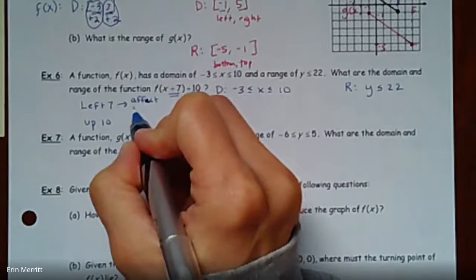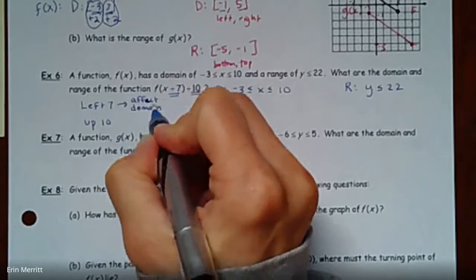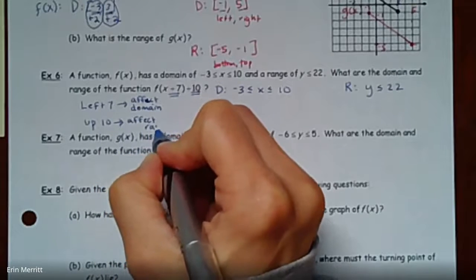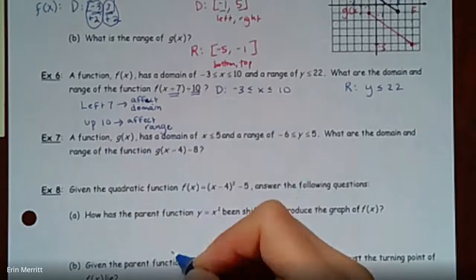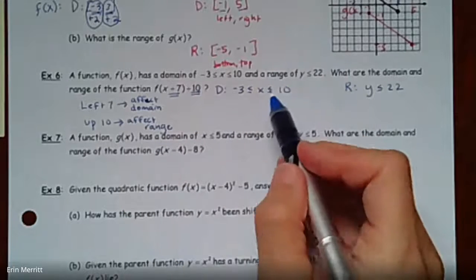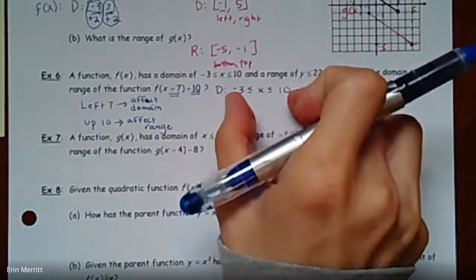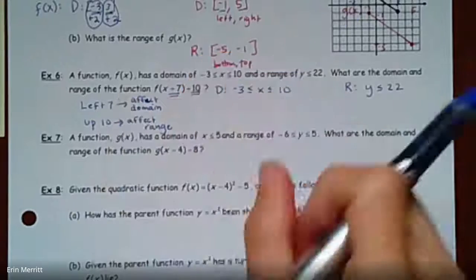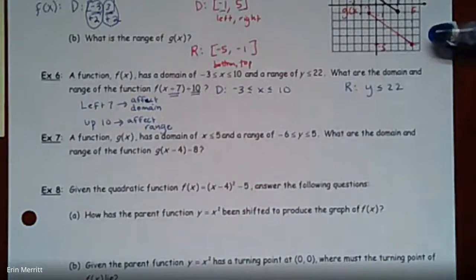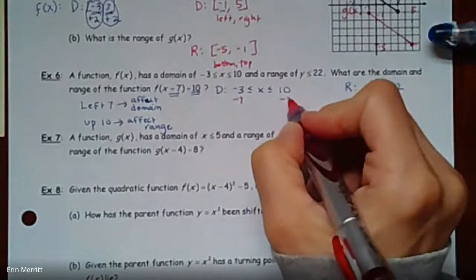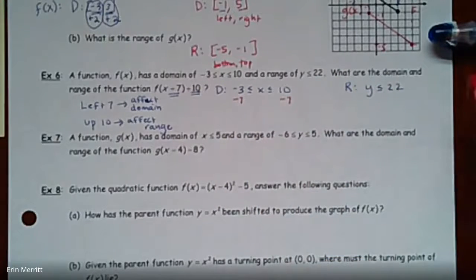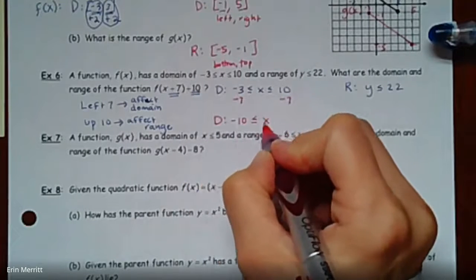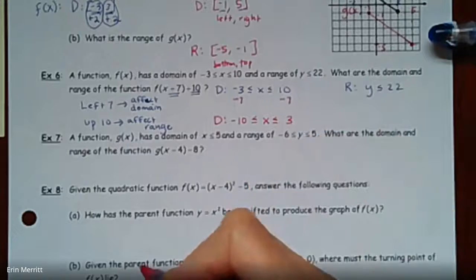Anything up or down is going to affect the range. So think about how that affects it. If on your number line you have all the values from -3 to 10 and we shift everything to the left 7, we're going to be subtracting 7 from each of those. So from this, I'm going to subtract 7, and from that, I'm going to subtract 7. So my new domain would be -10 and then up to 3.